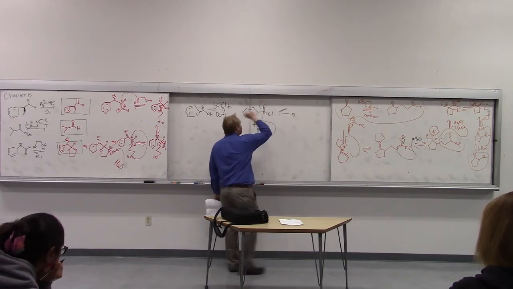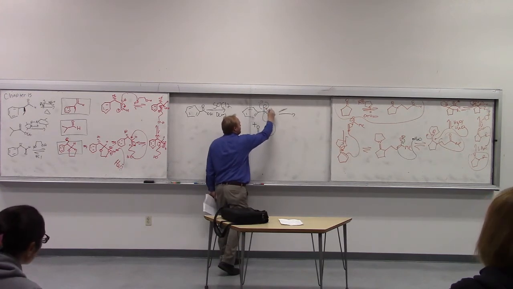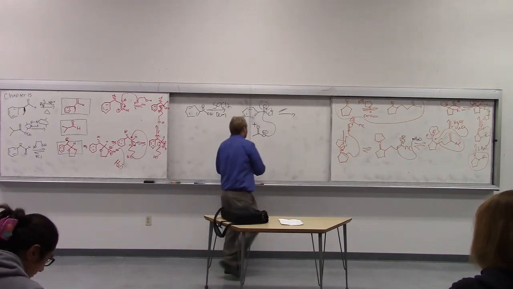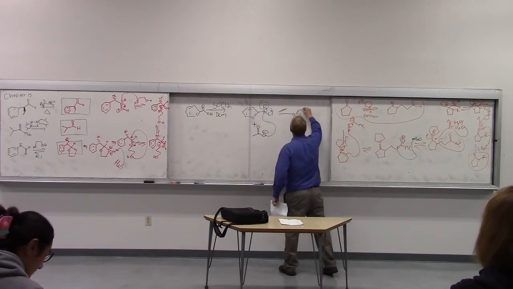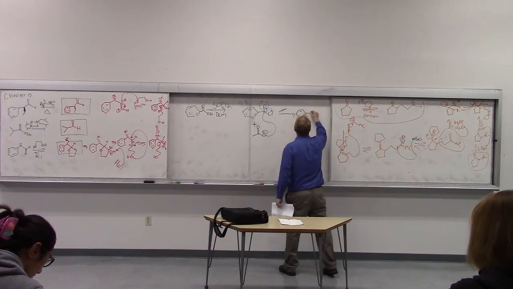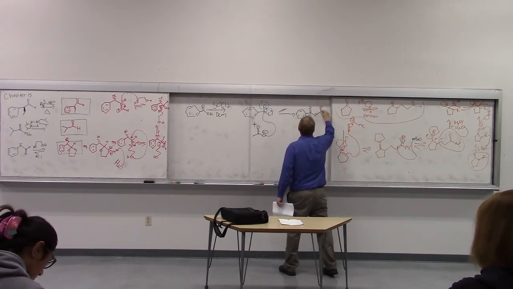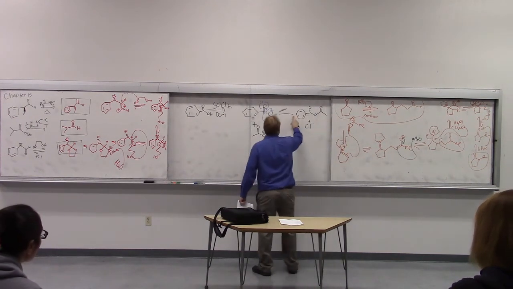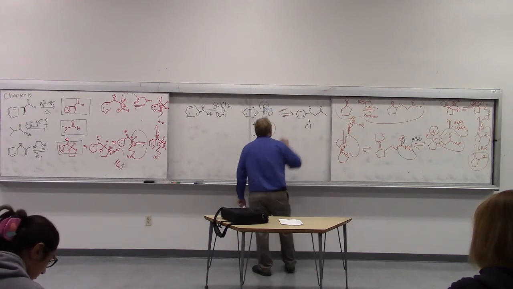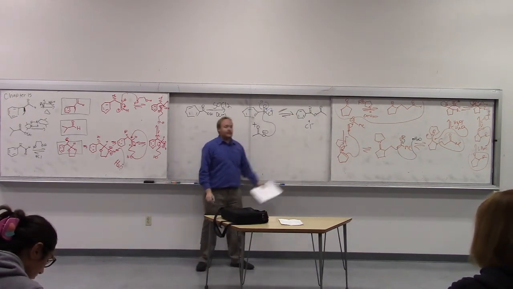So acetate would add in, give us a tetrahedral intermediate, which would quickly collapse, kicking off Cl minus, giving us our anhydride plus Cl minus. So which one of these sides of this equilibrium would be favored?